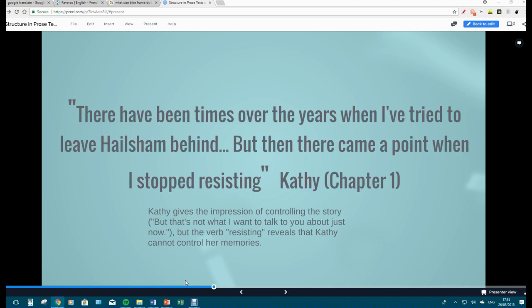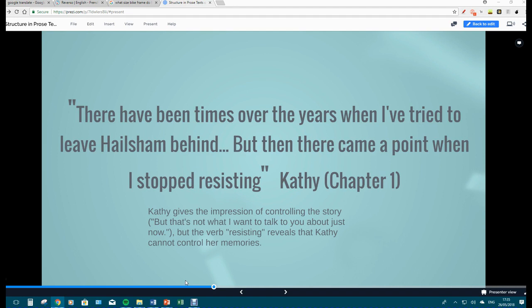Her memories seem to control her, and the structure of the novel reveals the idea that she cannot move on from Hailsham, that the importance of that sense of belonging to a place and a community infuses all her subsequent memories. She says, "Hailsham was there in our memories."